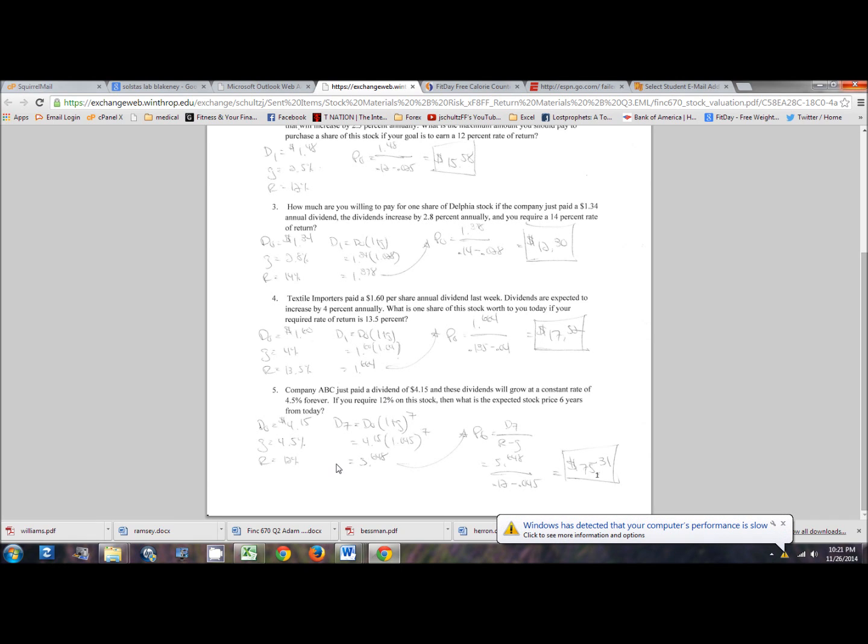So you jump right from D0 to D7. It comes out to be 5.648. You pop that right into the equation and you get $75.31. So that is how you solve number 5. And there's a brief video solution for you guys on a couple of these problems.